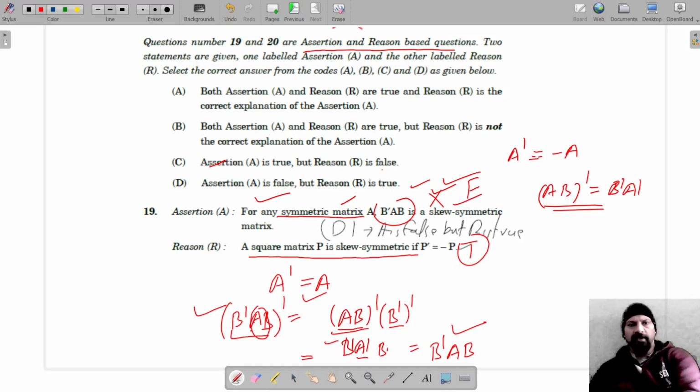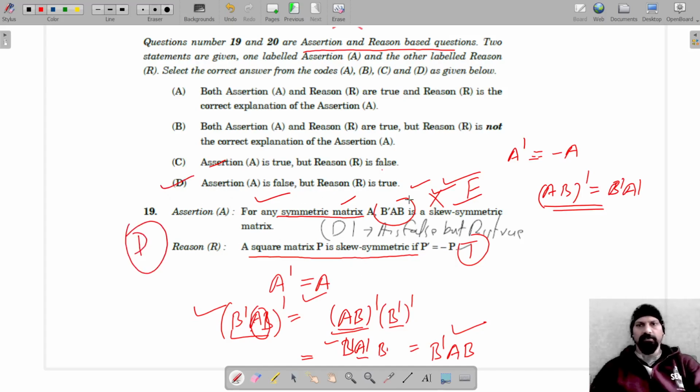So our option, out of the four options, is: assertion A is false, reason R is true, which is D. So D is the correct option for this. Assertion A is false and reason R is true. D is the correct option. Moving on to question number 20.